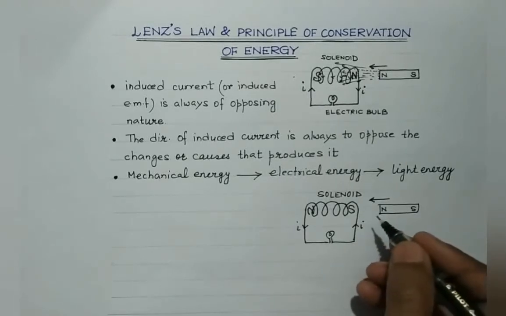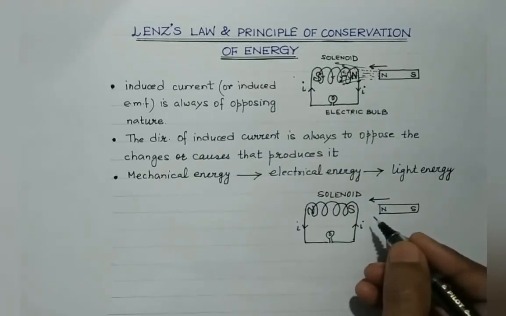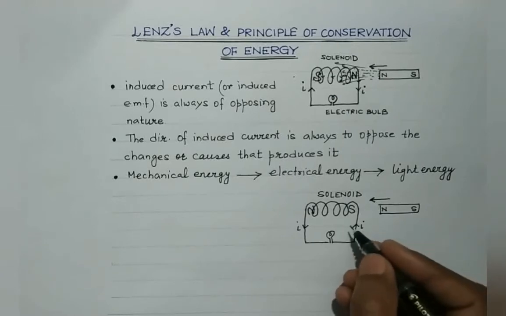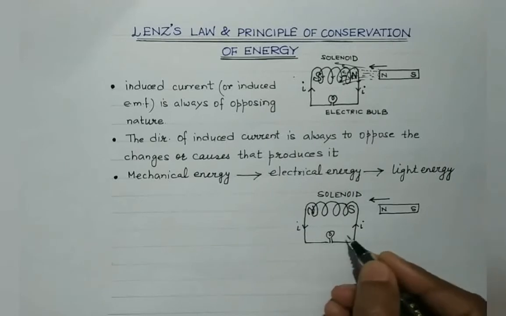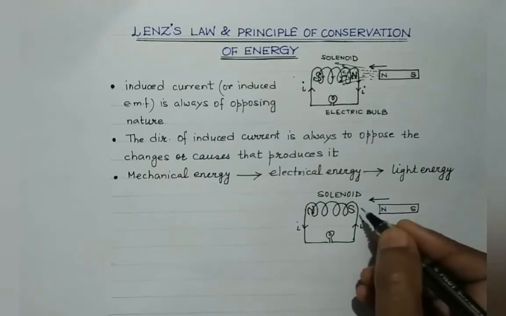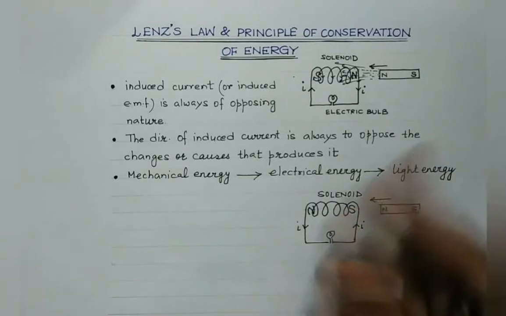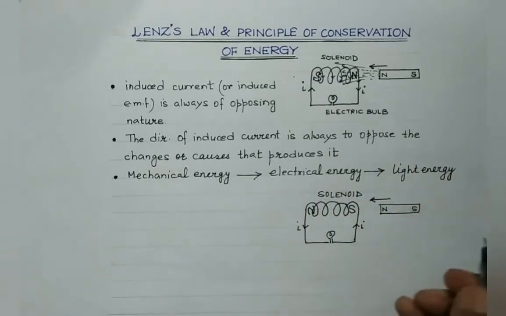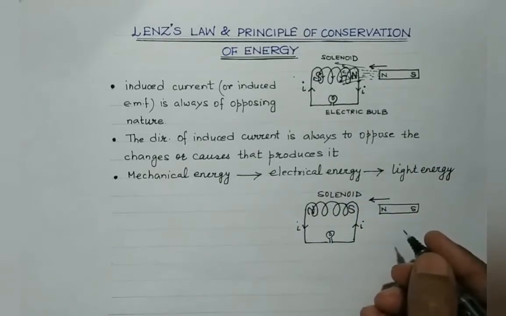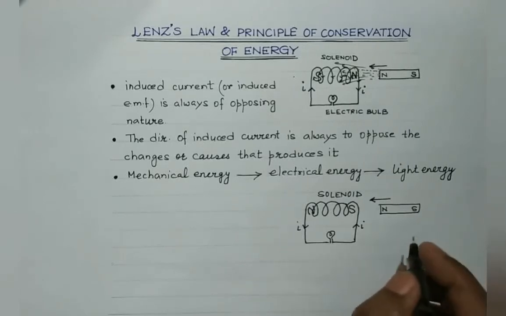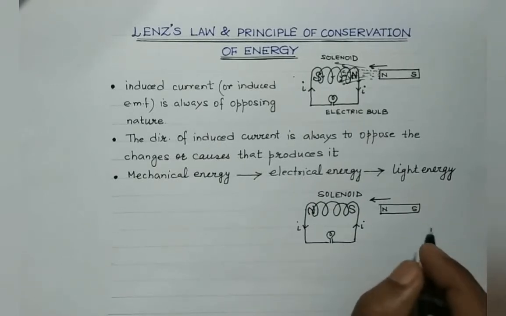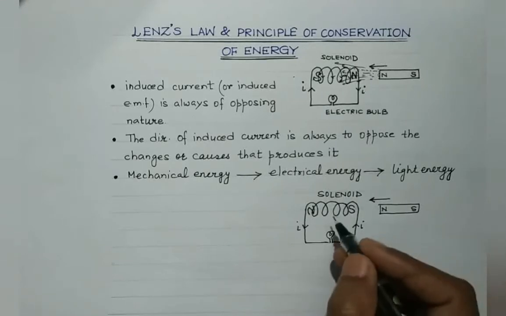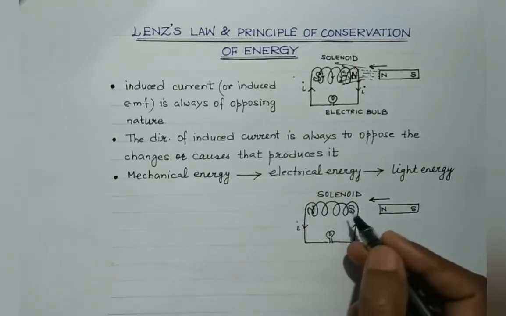So, if current were to flow in the direction opposite to that determined by Lenz's law, then this lamp would radiate energy, and at the same time the magnet would gain kinetic energy at the expense of nothing, which is obviously against the principle of conservation of energy. Hence, the induced current cannot flow in a direction other than that determined by Lenz's law. That is, always remember, the induced current flows in a direction so as to oppose the cause or the change that produced it.